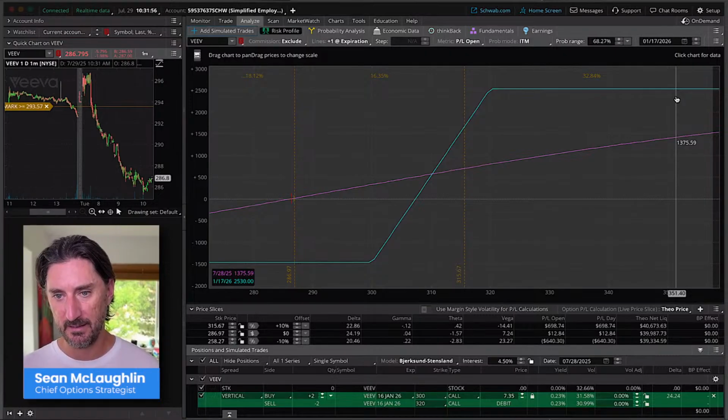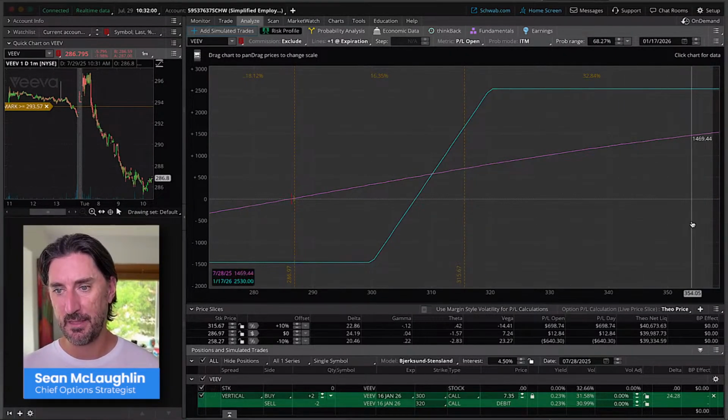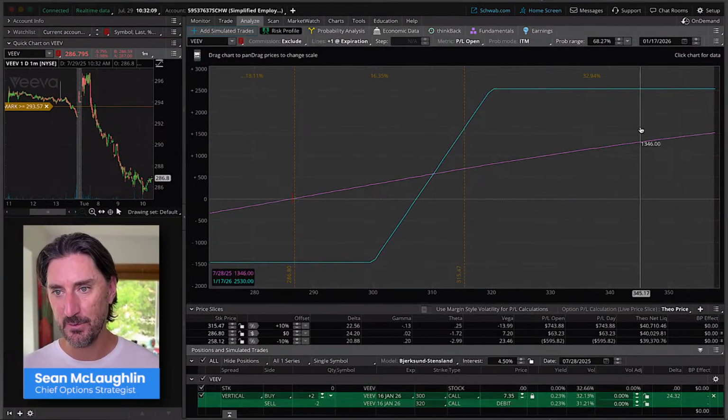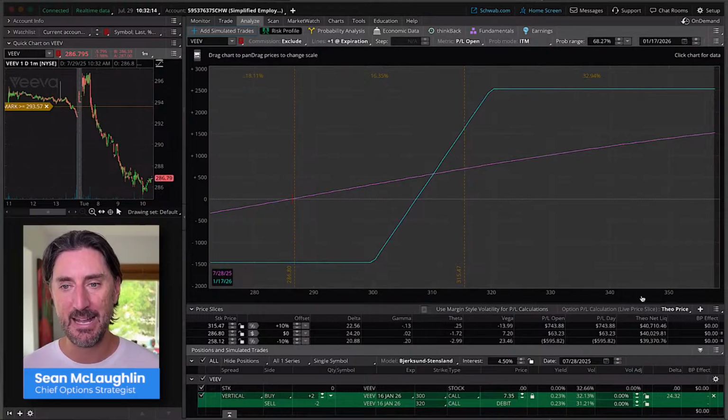Because you're so far in the money, right? The full value of the spread could be 20 bucks. And if we're trading at 350, shouldn't the spread be at 20 bucks? Well, the answer is because you have a lot of time left until expiration. In this case, in Veeva, we have till January. That gives this position plenty of time for the stock to pull back on us.